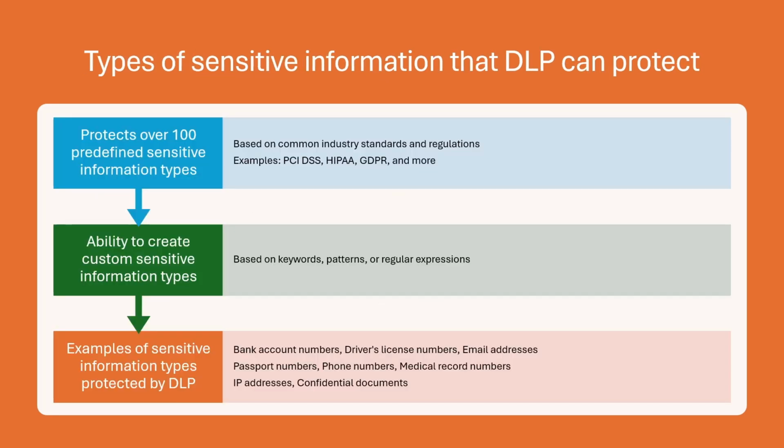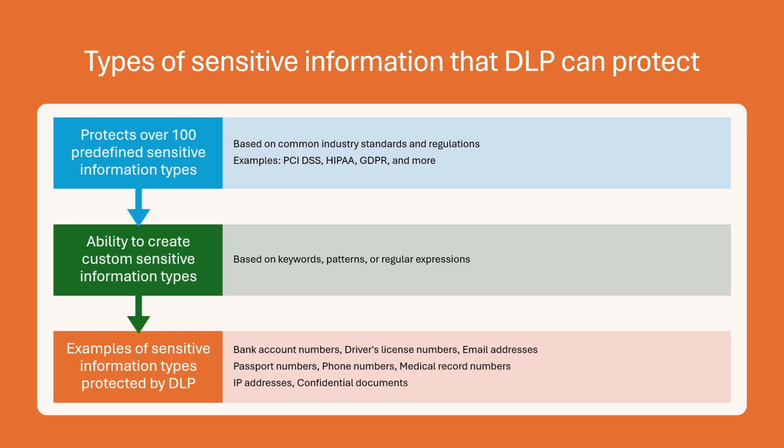So, what are the types of sensitive information that DLP can protect? Well, there are over 100 predefined sensitive information types that are based on common industry standards and regulations. This includes PCI DSS or the Payment Card Industry Data Security Standard. We have the HIPAA or the Health Insurance Portability and Accountability Act. We also have the GDPR or the General Data Protection Regulation, and many more.